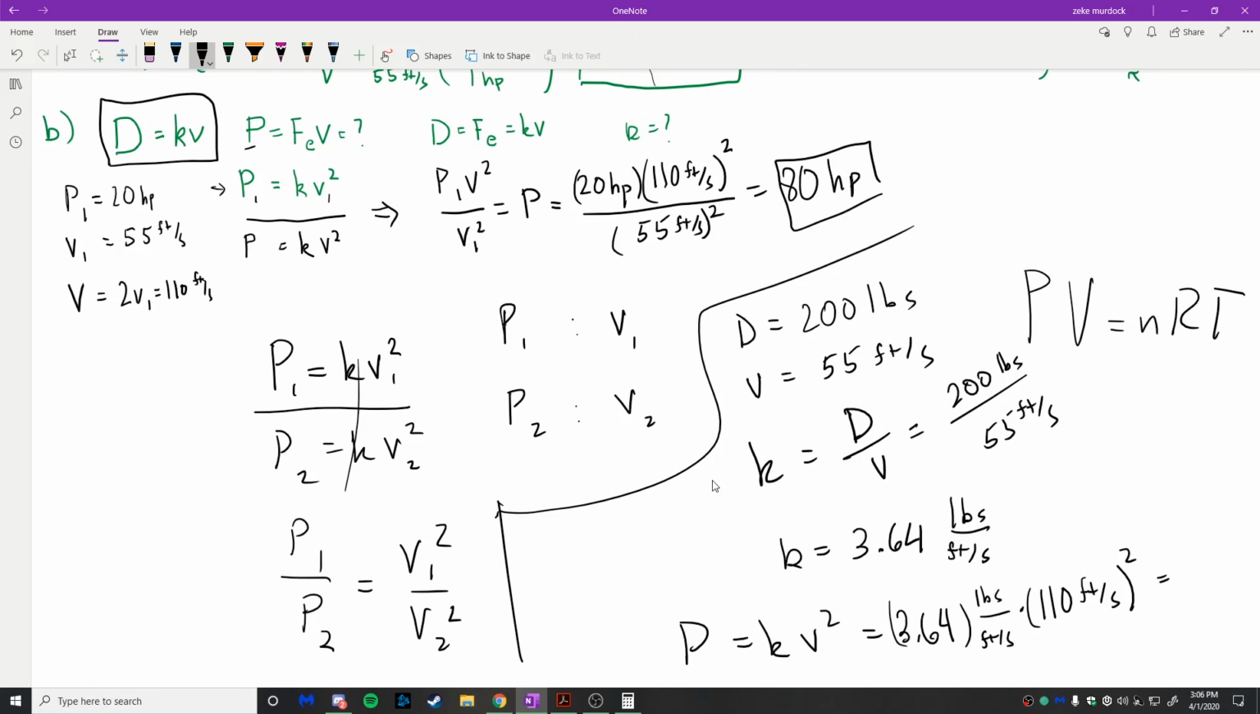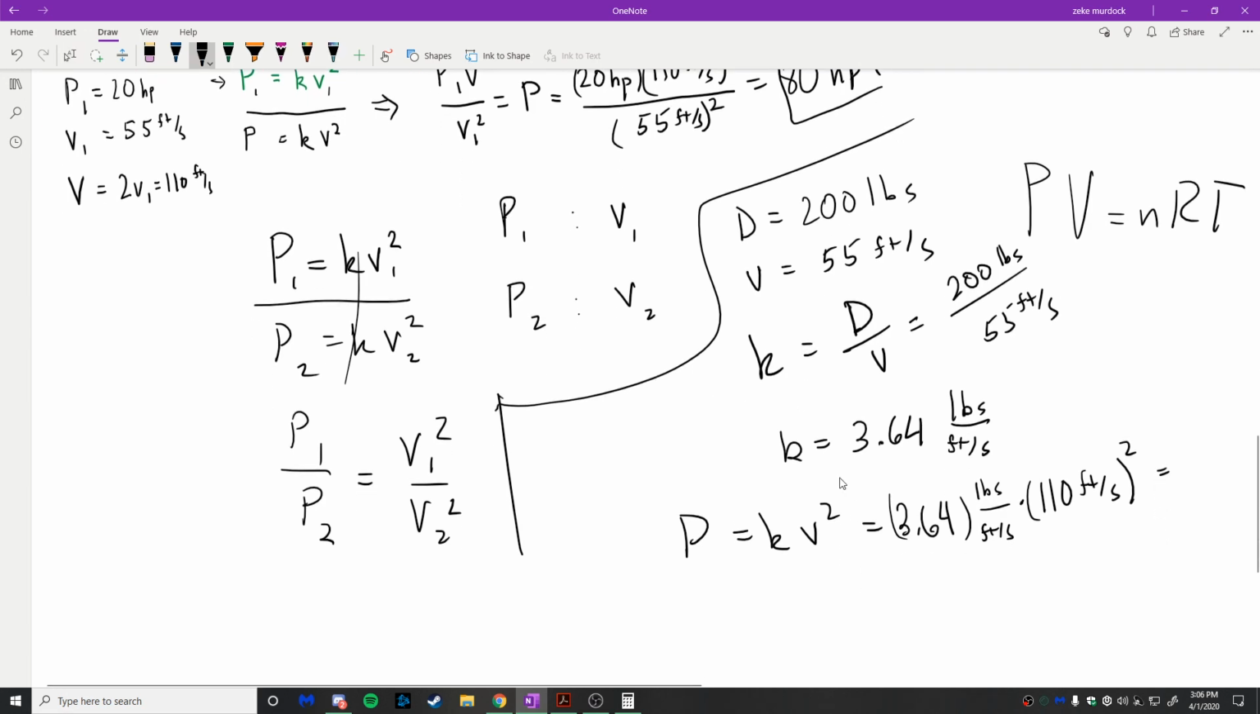We get 44. Oh, it's different, but I'll show you why it's different. The answer you get for this one is about 44,000. We'll just call it 44,000. And if you look at the way the units work out, one of these feet per second cancels out, and you're left with foot-pounds per second.